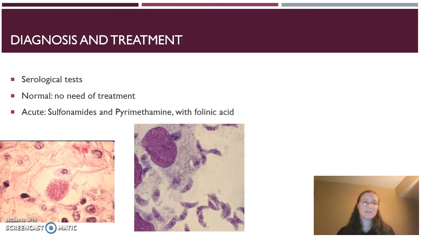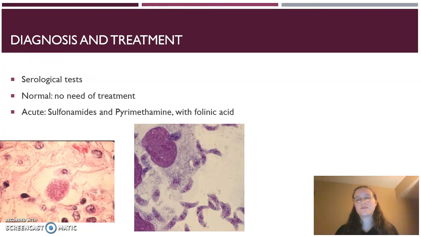Diagnosis is done by conducting serological tests, testing for the antibodies. And this is normally the only method of determining for sure infection with Toxoplasma gondii. You can also conduct biopsies to look for the actual presence of the tissue cysts or the tachyzoites. But those are less common than just conducting a serological test.